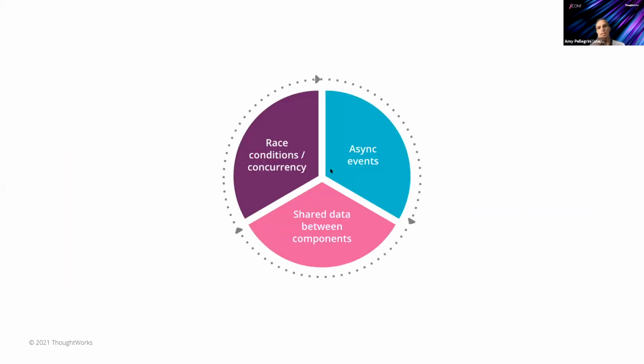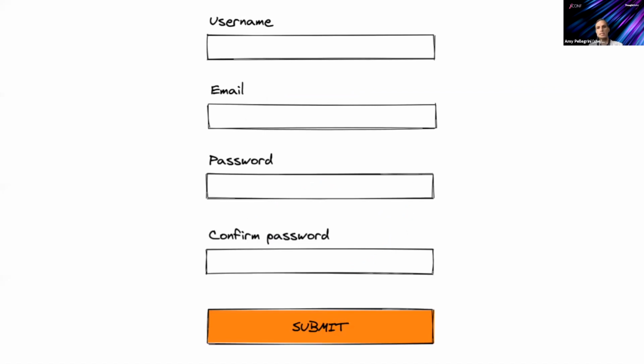So in this kind of landscape, you will find three major concerns that you need to worry about, which are race conditions, asynchronous events that will be happening either triggered by the users or by your own system, and shared data between components. So for example, the classic situation: we have an implementer form, and we have seen this many times. When we get the requirements, we see something like this, a very simple form with some fields in there. We have a submit button, and we expect this to be easy, right?